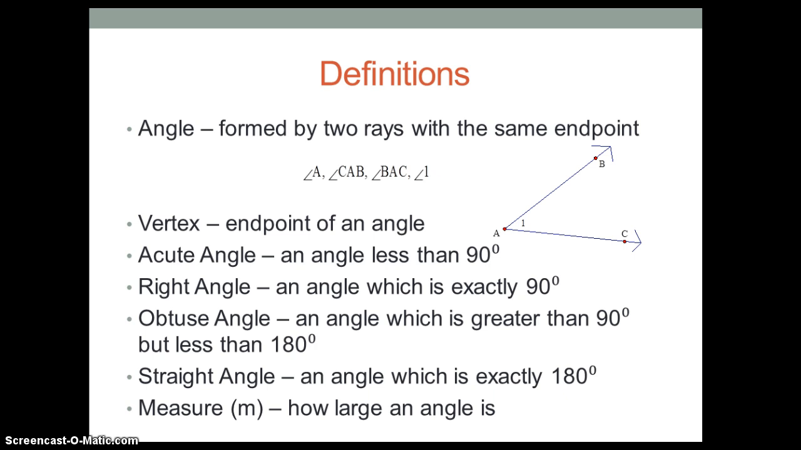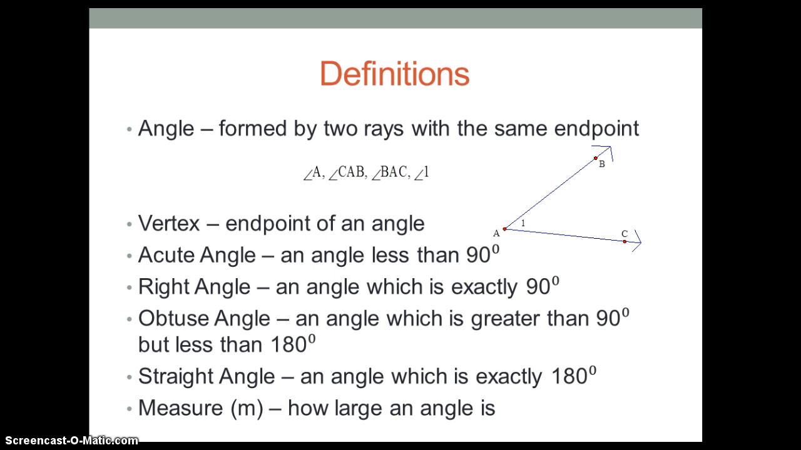We can name them by their vertex, so angle A. We can name them with 3 points, one being the vertex. The vertex is always in the middle, so we have BAC or CAB. Or if there's a numeral in the angle, we can name it by the angle, so in this case, angle 1. The most exact ways are to use 3 letters. That way we know specifically what angle is being described. The vertex is the endpoint of the angle. In this case, it's A.